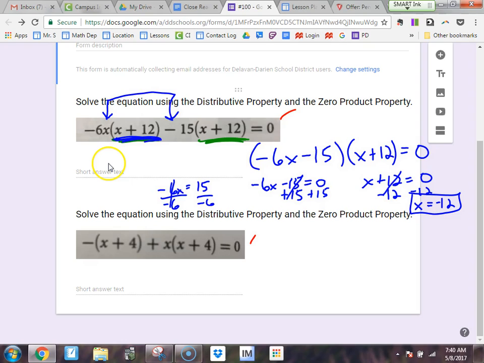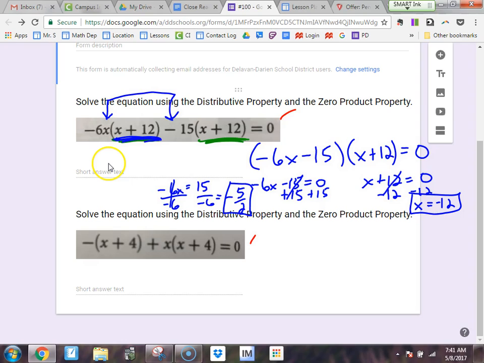Of course, that can be simplified because both 15 and negative 6 can be divided by 3. That's a negative 5/2. So one answer is negative 5/2. The other answer is negative 12. That's for the first problem. Negative 5/2 and negative 12.